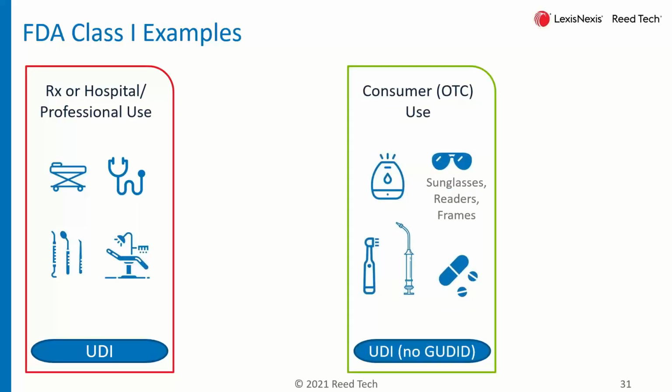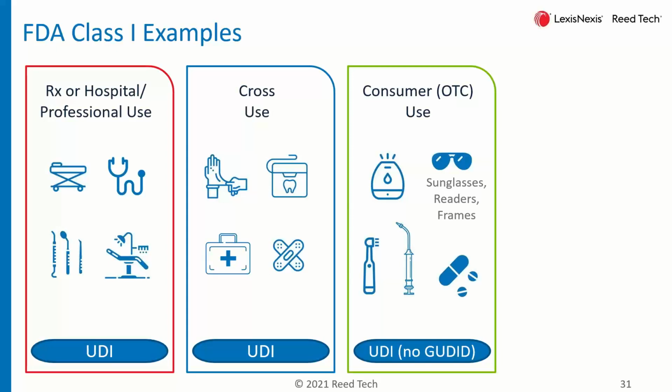Then on the other end of the spectrum, we have consumer or over-the-counter use. So we have humidifiers and sunglasses and readers and frames that we talked about on the previous slide. Electric toothbrushes, we've got water picks and pill crushers. Those require UDI, but no GUDID reporting is required for this group of products.